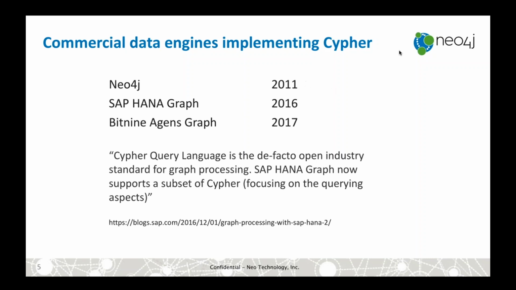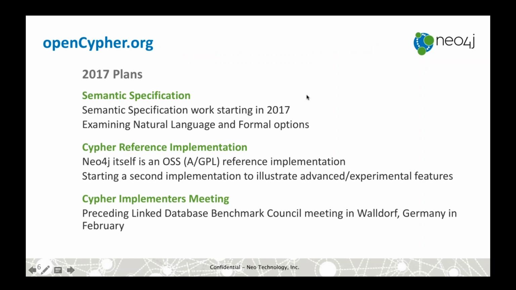And in the research field, we're seeing some interesting things like the use of Cypher in streaming queries. So in 2017, we are beginning work on a semantic specification, and we're looking at both natural language and formal mathematical specification of Cypher. We're also going beyond the existing effective reference implementation of Neo4j itself and starting a second implementation, which is very much focused on cluster analytical processing workloads, which will also be used to illustrate advanced and experimental features in Cypher. And we're having the first Cypher implementers meeting immediately before the Linked Data Benchmark Council meeting, which is taking place in Walldorf in Germany in February next year.